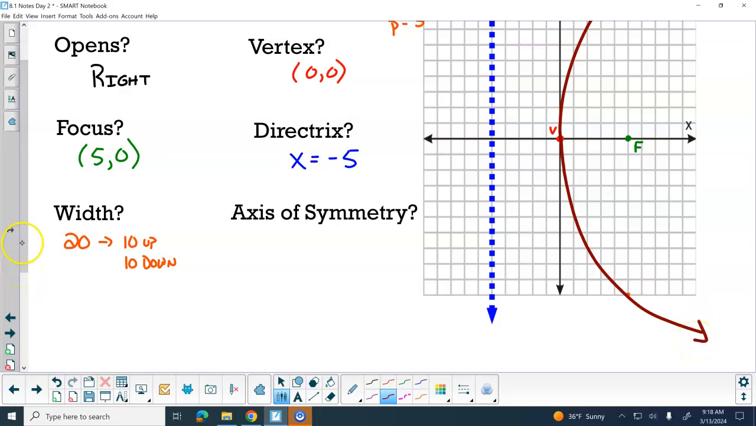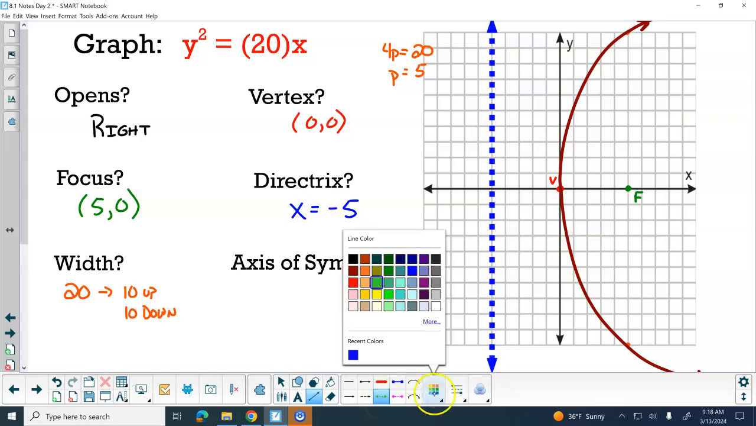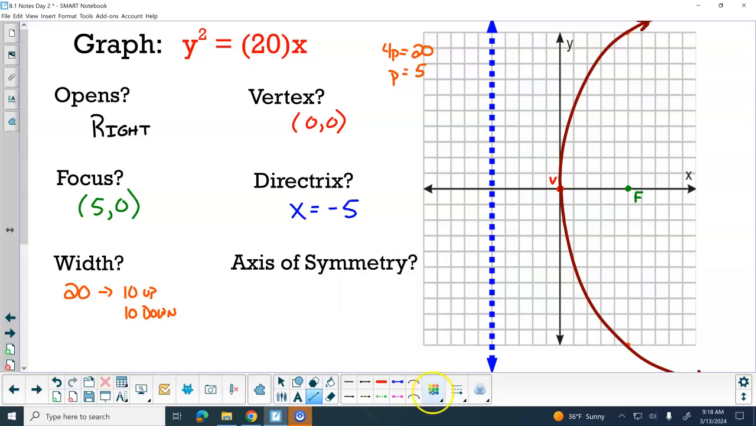Arrowheads on the end. Love it. Okay. And then step number 5 says axis of symmetry. That's the line that connects the focus and the vertex, which is y equals 0.